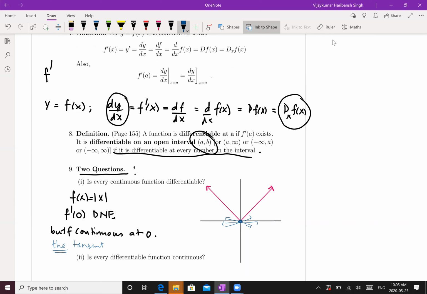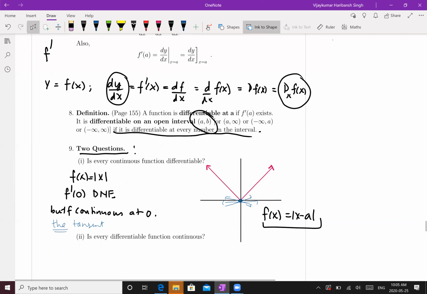Similarly, if I ask you, give me an example of a function continuous at a, but not differentiable at a, what will the example be? It will be f of x equals absolute value of x minus a. This is continuous at a, but not differentiable at a. So f prime a does not exist. This is shifting this point here to a.